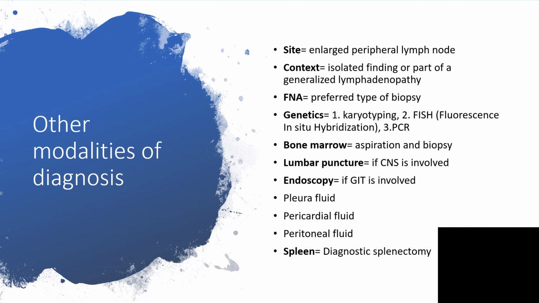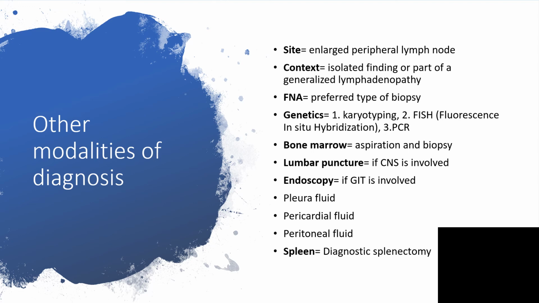Genetics, because of the predisposing factors, might not leave genetics out, so you can have karyotyping and fluorescence in situ hybridization. You may or may not have polymerase chain reaction. You can have your bone marrow aspiration for cytology or biopsy. Lumbar puncture, if the central nervous system is involved, and you analyze the cerebrospinal fluid.